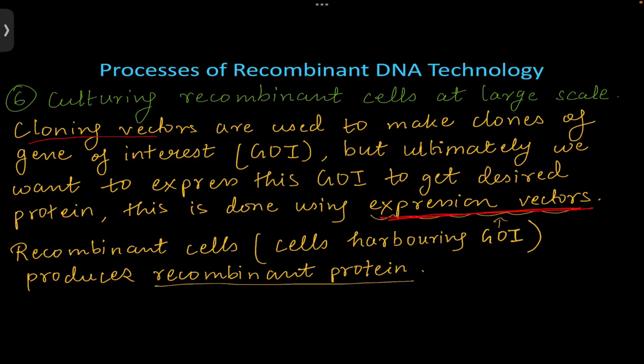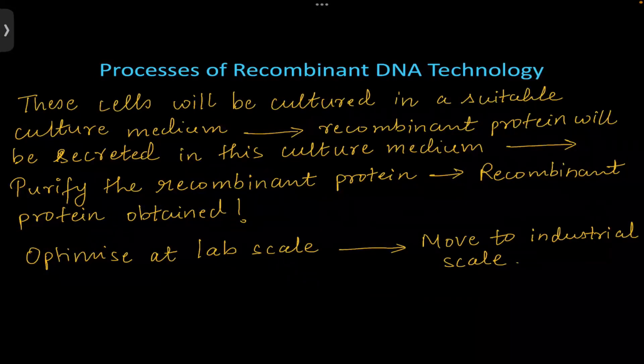Now, when the gene of interest is expressed in the recombinant cells, meaning your bacterial cell or plant cell, then the protein will now be called a recombinant protein. It will not be a normal protein that you have just taken from a native cell. It will now be called a recombinant protein. So what steps do you need to do to make your recombinant protein?